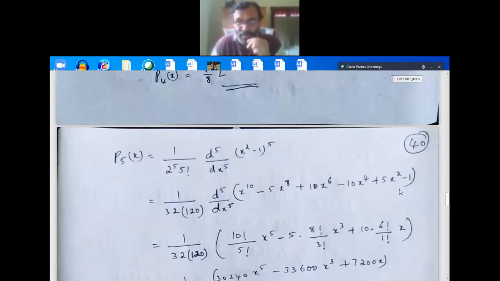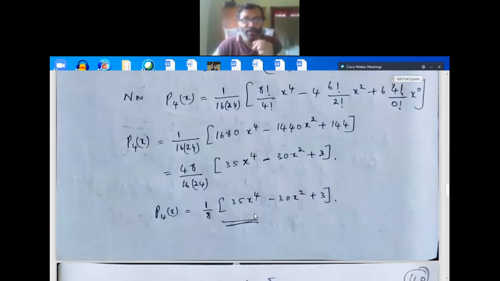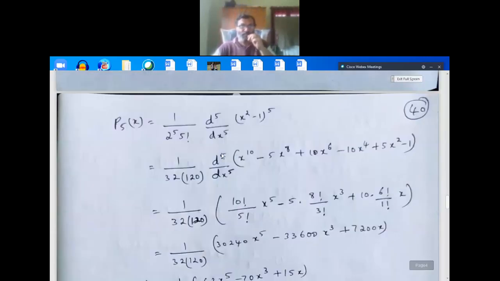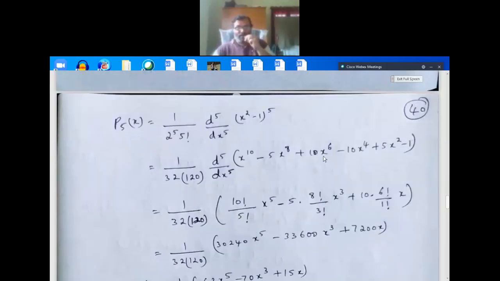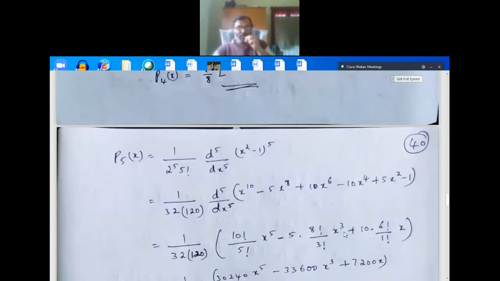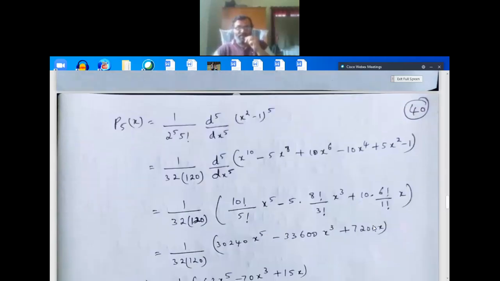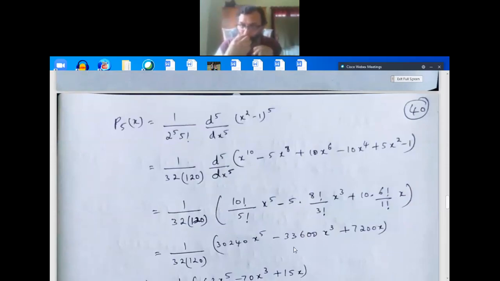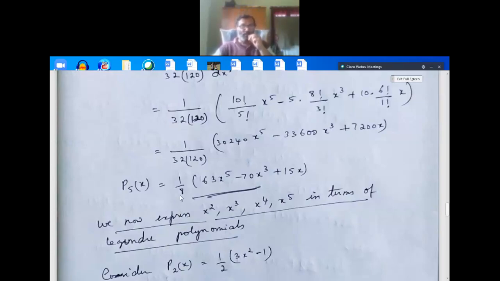You have done a lot of expansion in your PUC. Then for the nth derivative we use this formula: m factorial divided by (m minus n) factorial, x power m minus n. So 10 factorial divided by (10 minus 5) factorial, 5 factorial, x power 10 minus 5. Minus 5 here, 8 factorial divided by (8 minus 5) factorial, 3 factorial, x power 8 minus 5, that is 3, plus 10 into 6 factorial divided by (6 minus 5) factorial, 1 factorial, x power 6 minus 5, 1. Next, if we take 4 minus 5 you get a negative, so we stop here. Expanding all of this is ordinary calculation, you can use your calculator. Finally we get 1 by 8 into (63x power 5 minus 70x cubed plus 15x).